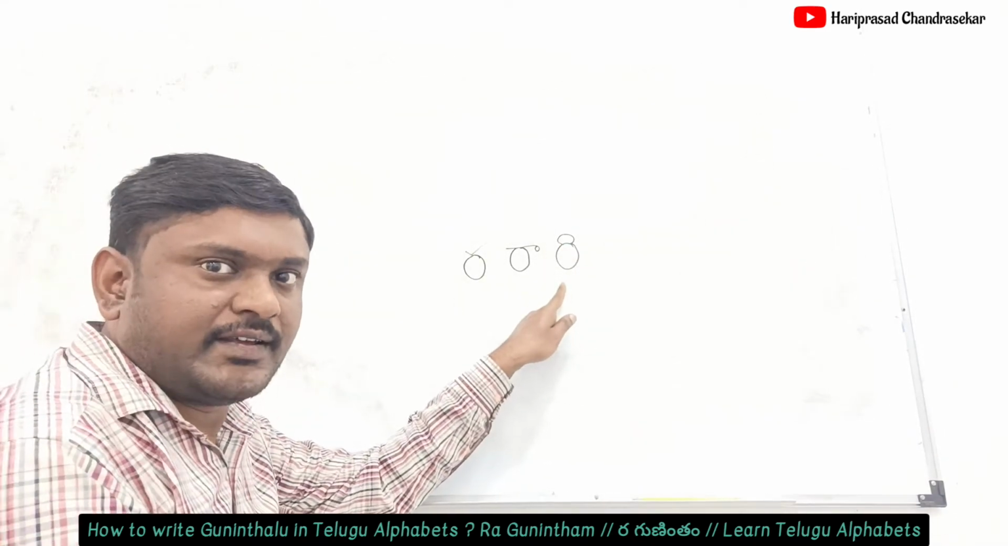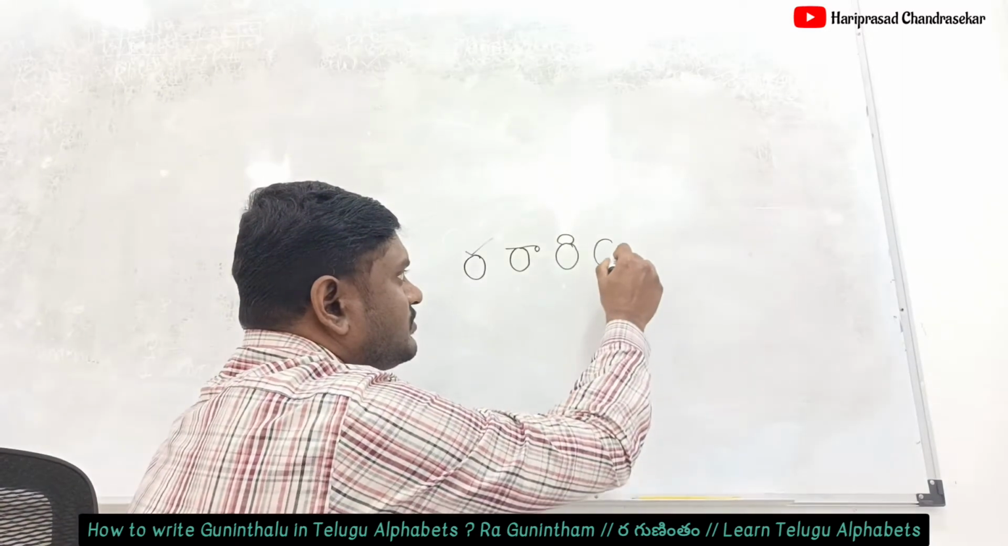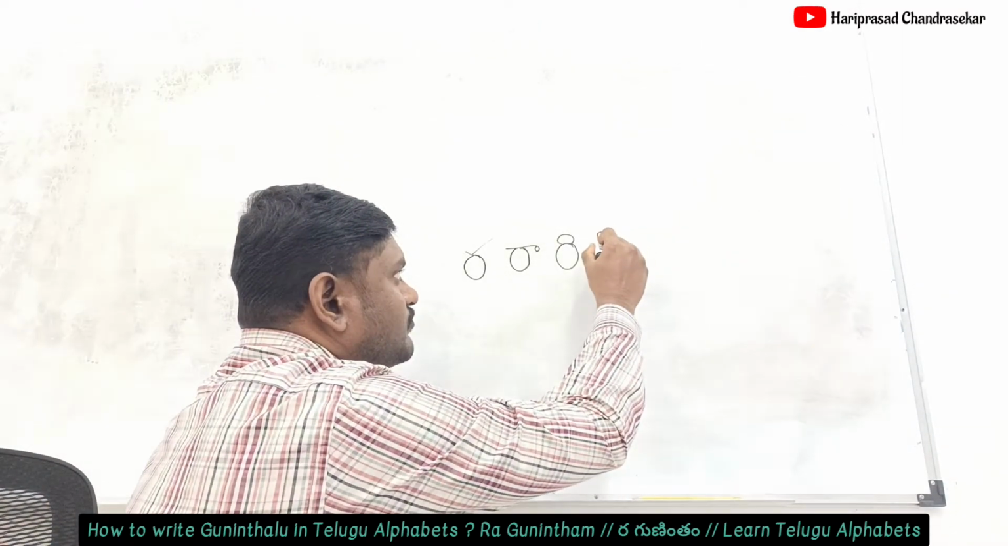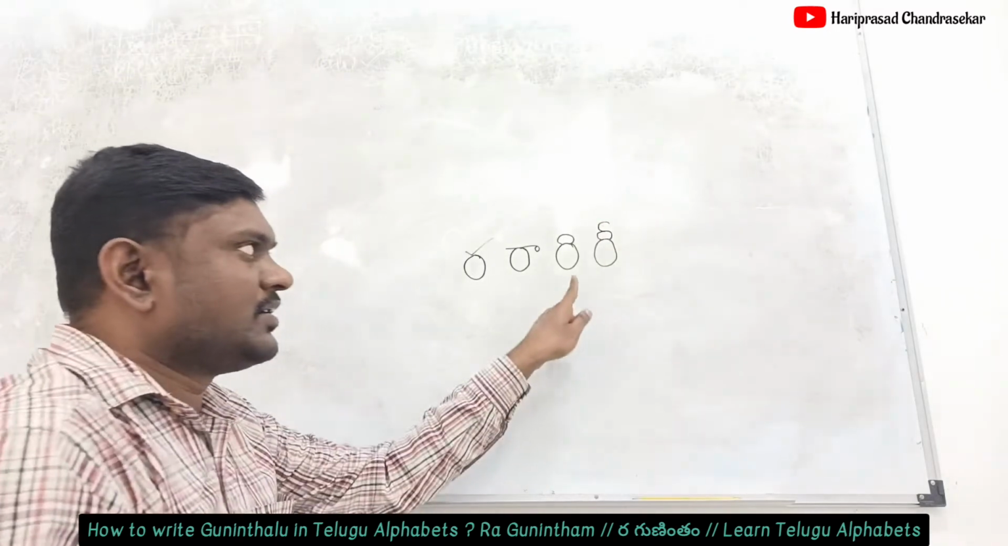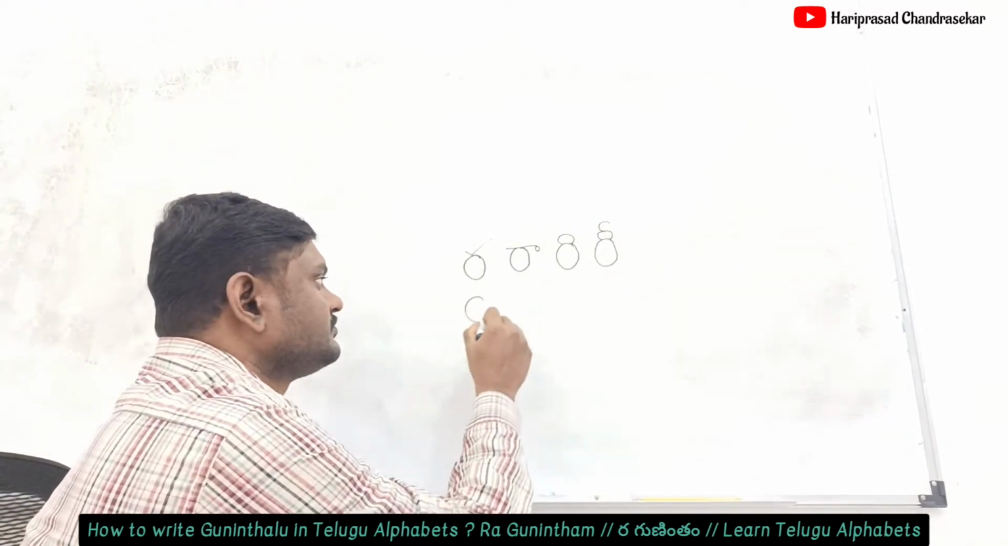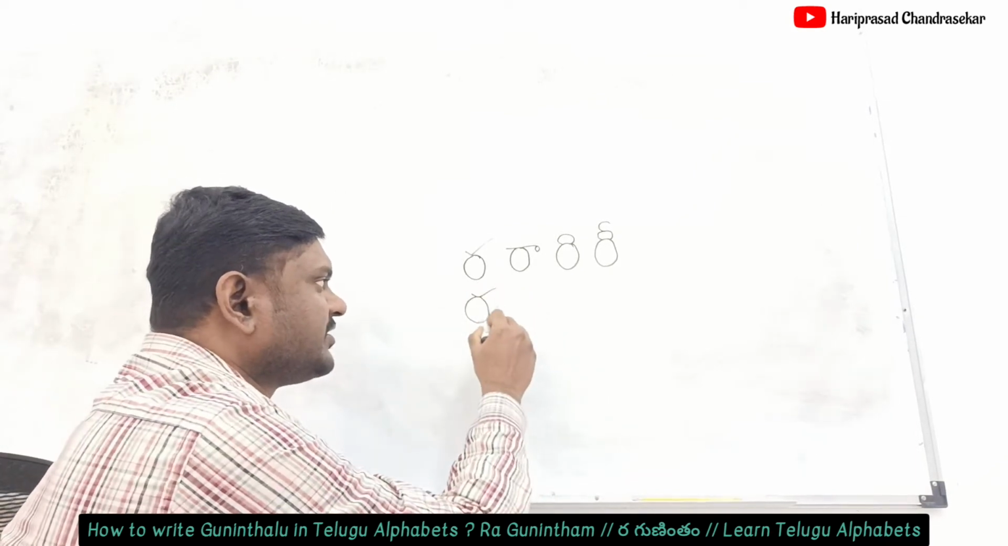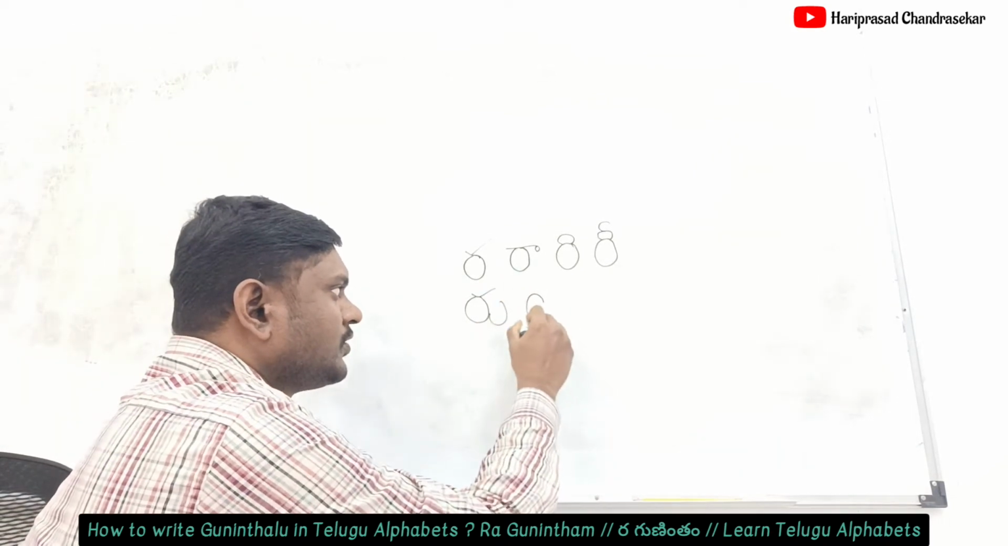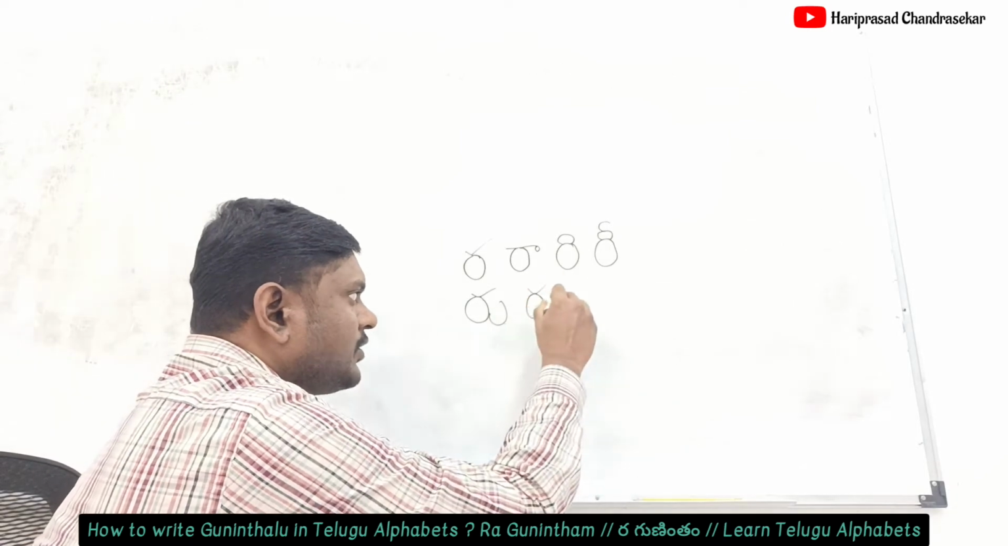This is Ri. This is Ri. So Ra with this one becomes Ru. Again, Ru.